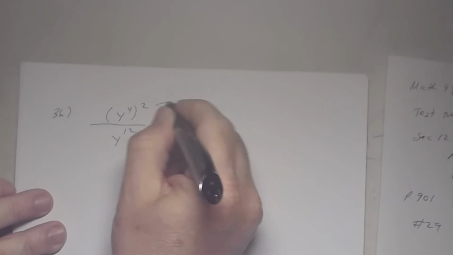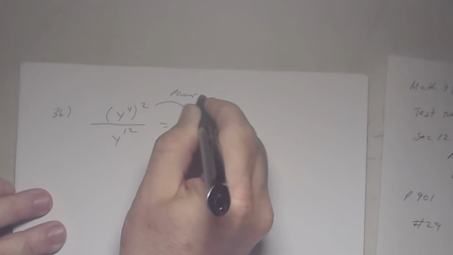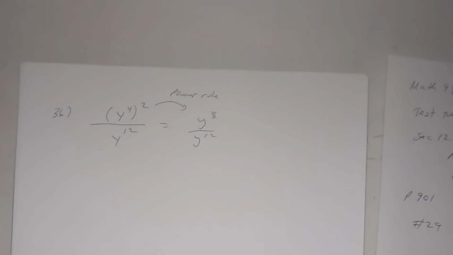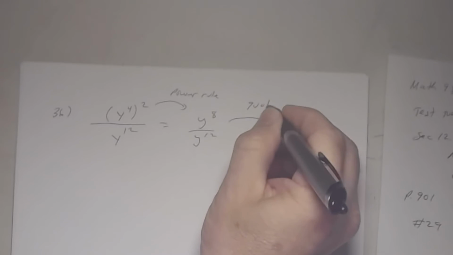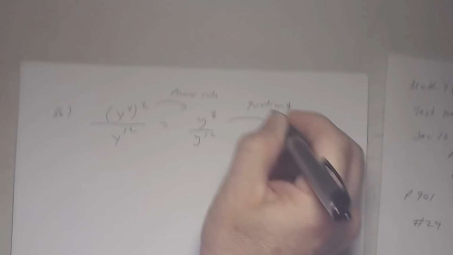All right, so remember, to go from here to here, that was a power rule. Okay, now, what rule? There's only one rule. Well, two rules left. What's the next rule you're going to use? Quotient rule. All right, so the quotient rule.